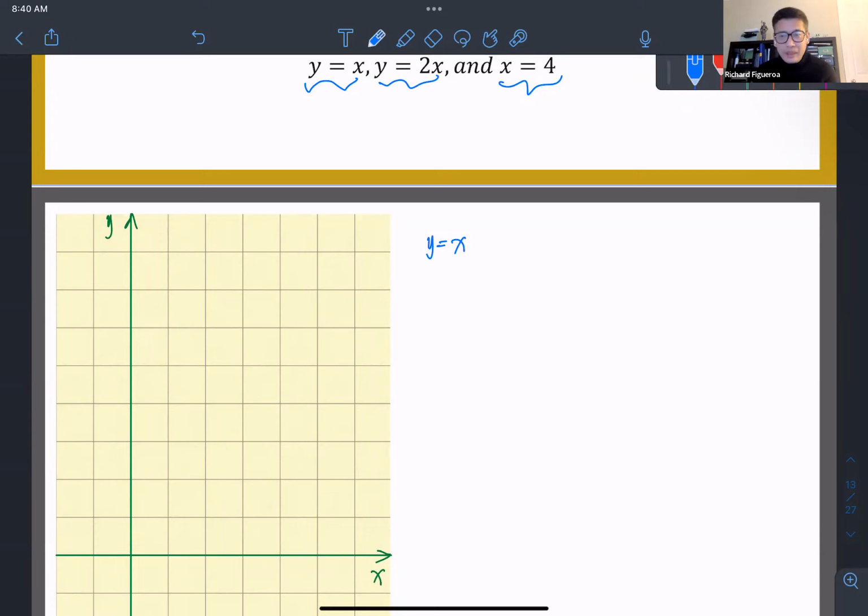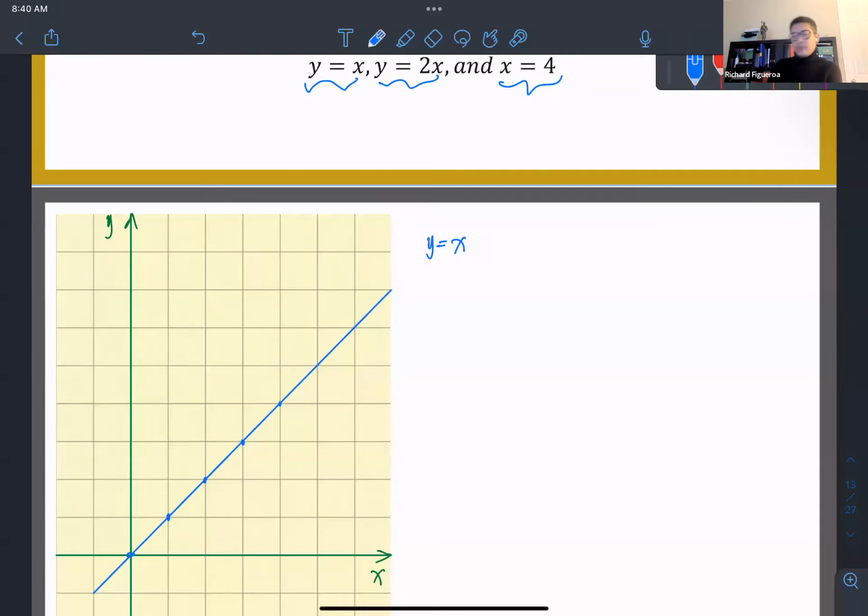we can just simply substitute. So when x is 0, y is 0. When x is 1, y is 1. When x is 2, y is 2. When x is 3, y is 3. When x is 4, y is 4. And so on. Right? So therefore, if I'm going to graph this one, it would look like this.